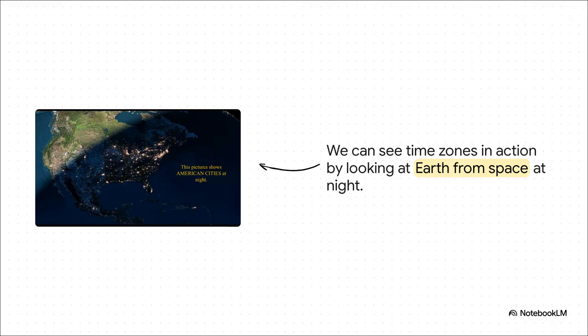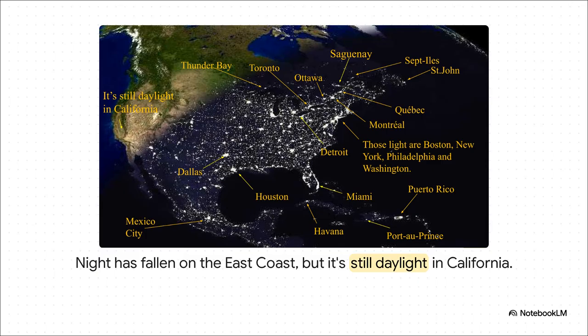And what's really incredible is that we can actually see this effect from space. This amazing satellite photo of the Earth at night is pretty much visual proof of time zones in action. Look closely here at North America. You can see the city lights are absolutely blazing on the East Coast. That's New York, Boston, Washington, D.C. It is clearly nighttime there. But now, just slide your eyes over to the west. You can see that on the West Coast, in California, the sun is still up. It's still daylight. That, right there, is a 3-hour time difference made totally visible from space.